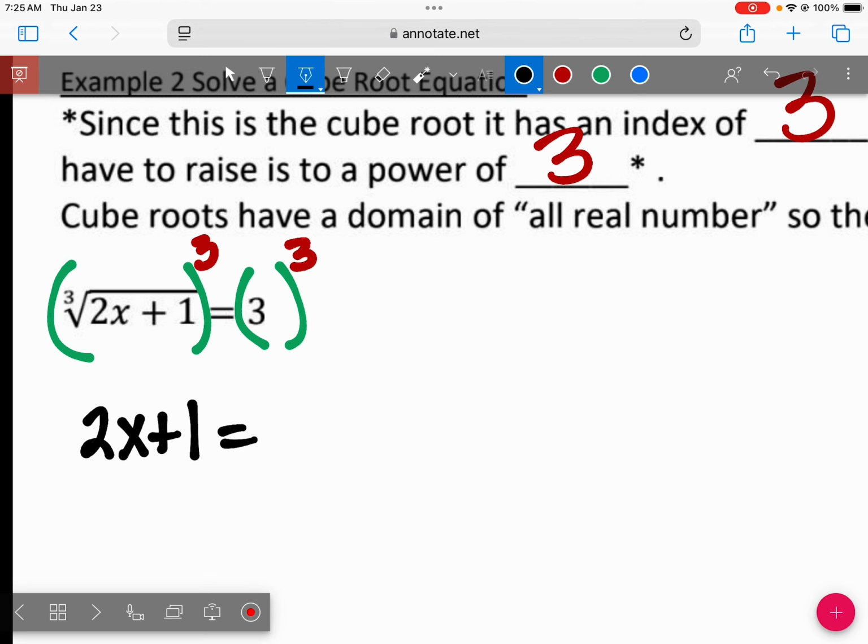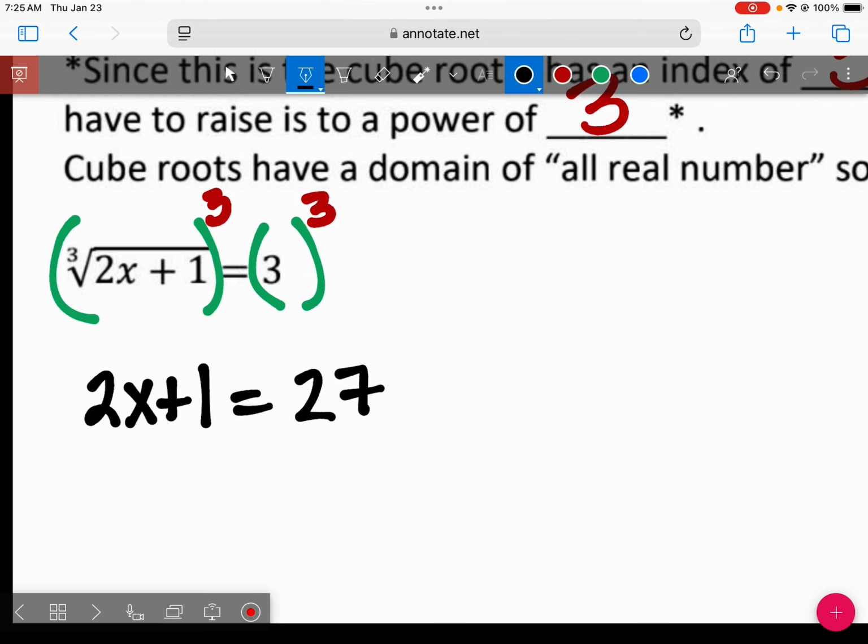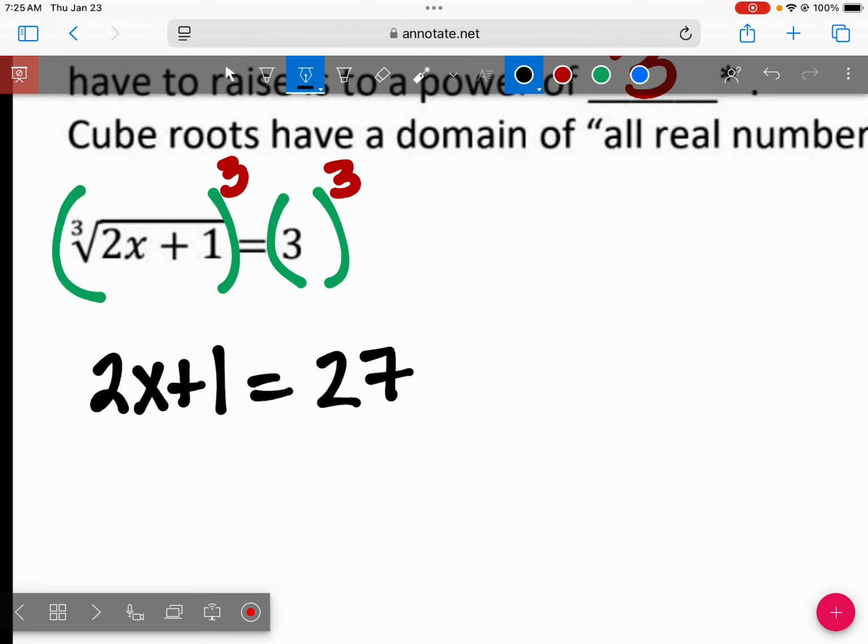27. Anybody else get 27? All right, good. So now let's go ahead and finish it. I think this one we're going to get a fraction for. No, we don't. All right, so now we need to do what? What would be my next step to solve for x?